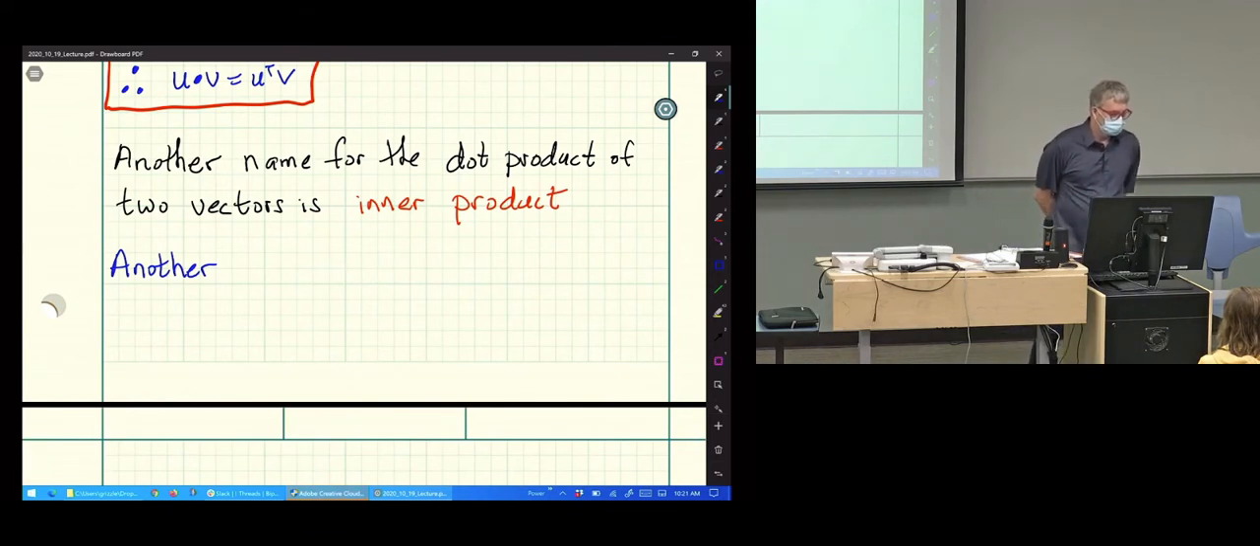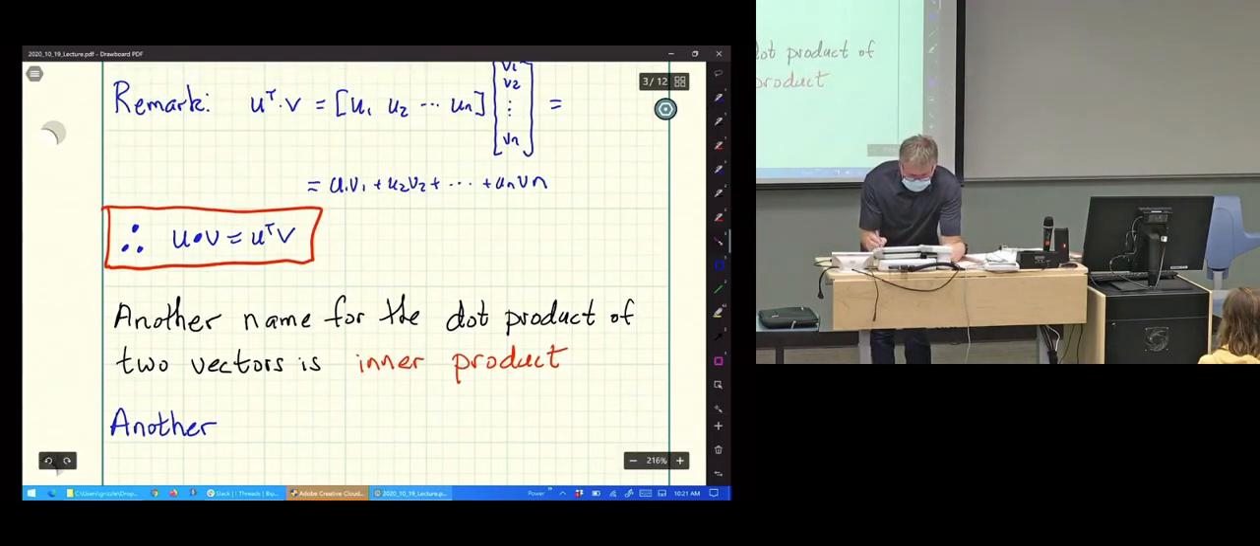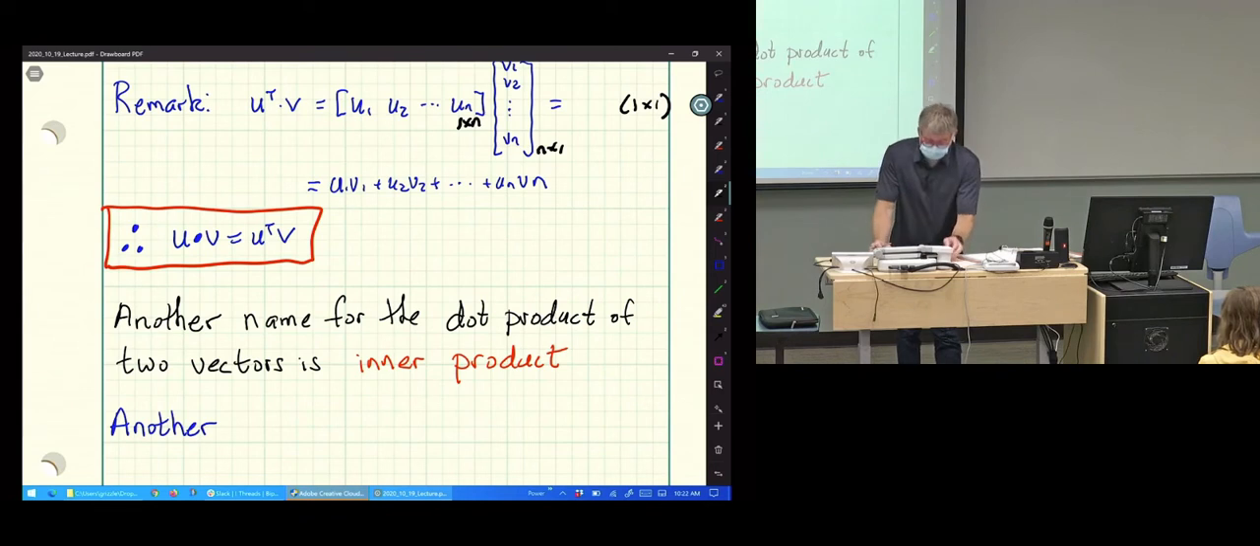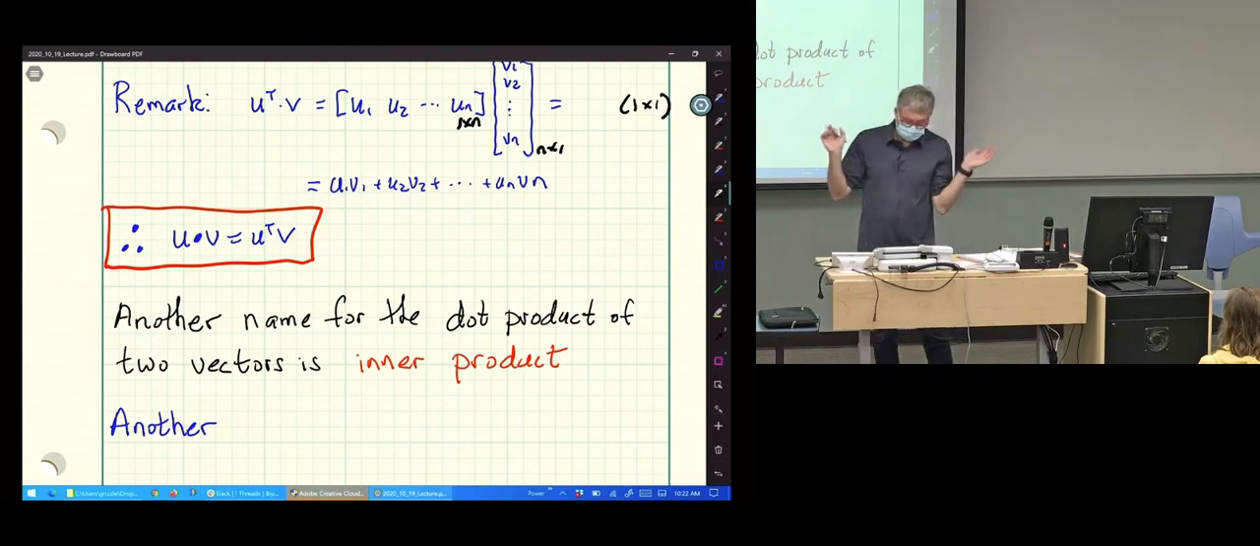So that's a question from the chat. Let's notice that u transpose is 1 by n, and this is n by 1, so the product has to be 1 by 1. Okay, so the way we've defined it, there is something called an outer product where you take u times v transpose. That would be n by 1 times a 1 by n, and then you would get an n by n, but we're not doing that. That's called an outer product.